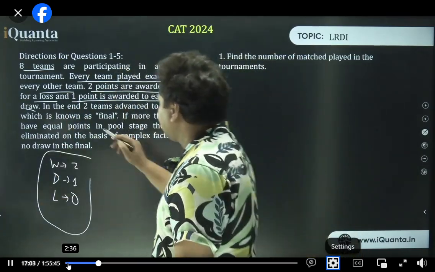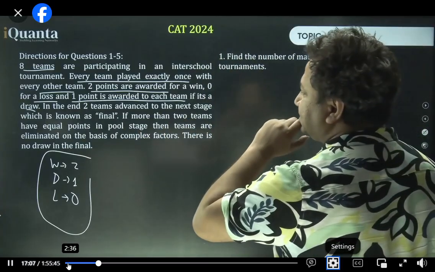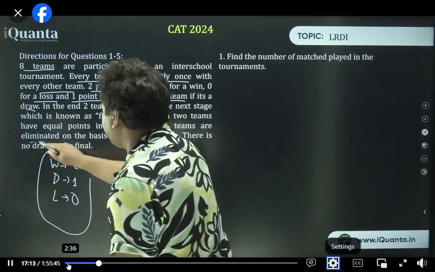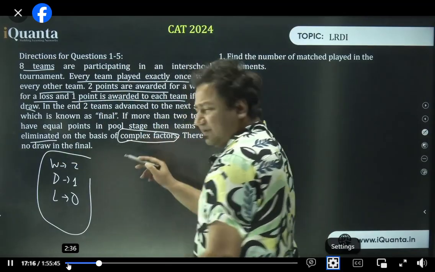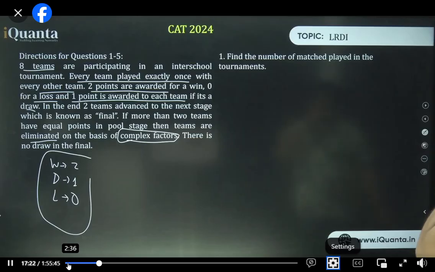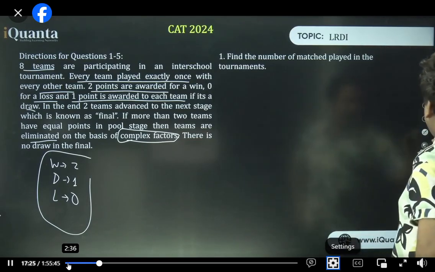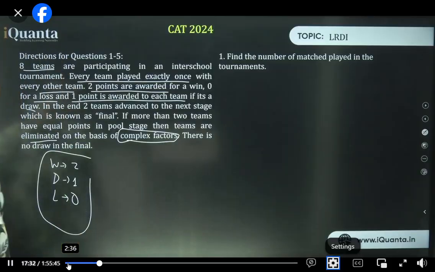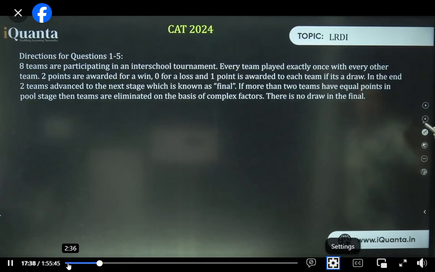Now, in the end, 2 teams advance to the next stage, which is known as the final. If more than 2 teams have equal points in the pool stage, then the teams are eliminated on the basis of complex factors. These complex factors are not known to us. It can be anything. There is no draw in the final. All right. If 2 teams advance to the next round, what is going to happen?